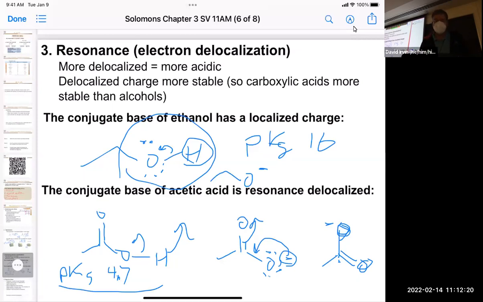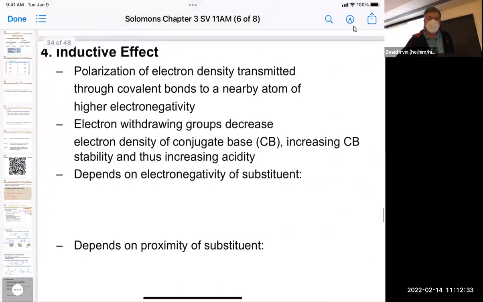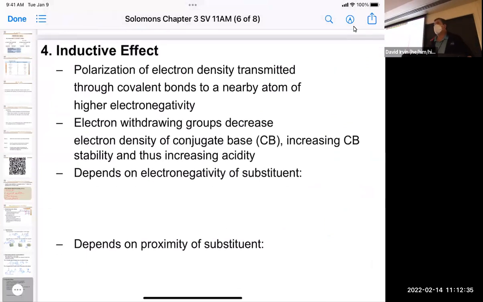Okay, so if we have size and electronegativity as one of our factors, we have hybridization as our second factor, resonance is our third factor. Let's talk about inductive effects. This is the least influential on the system.